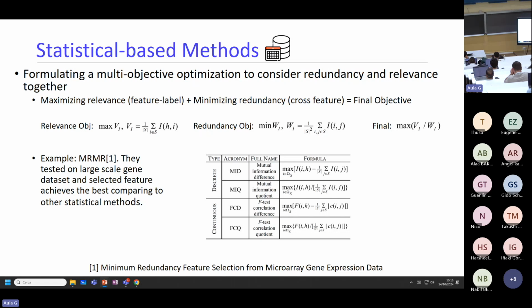For example, there is a work called maximize relevance and minimize redundancy, which is MRMR. They designed this algorithm and tested it on a large gene dataset, and the selected features achieved the best performance compared to other statistical methods. And this method has also been listed in the Google Cloud feature selection tools.